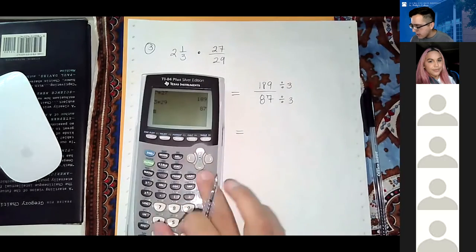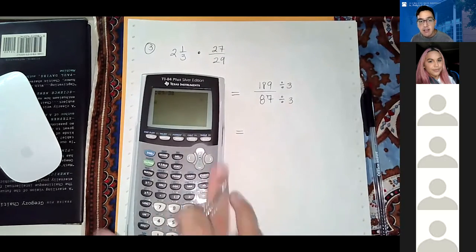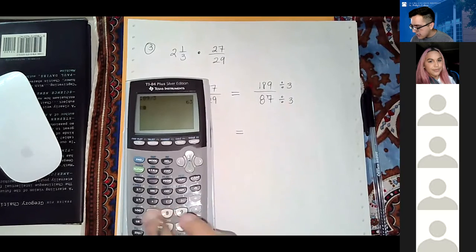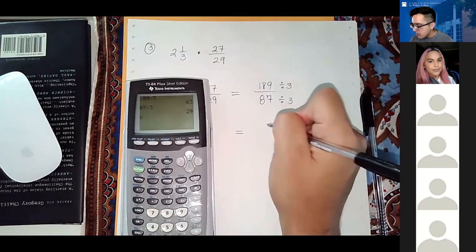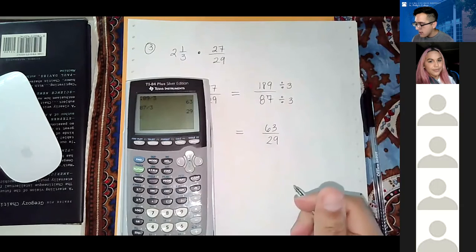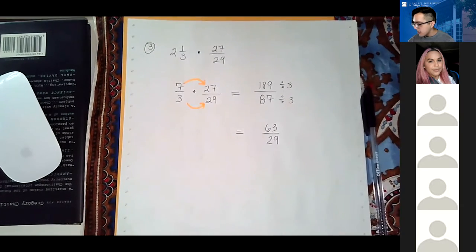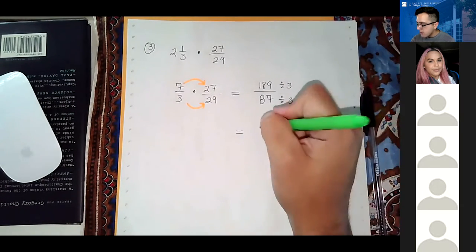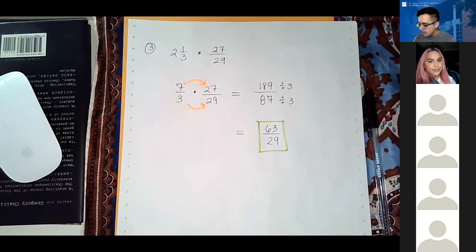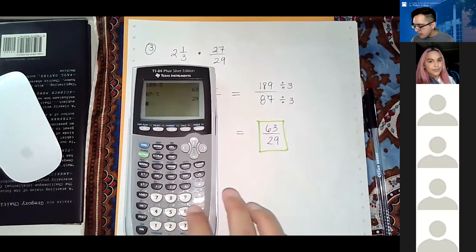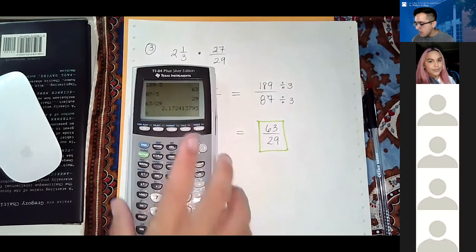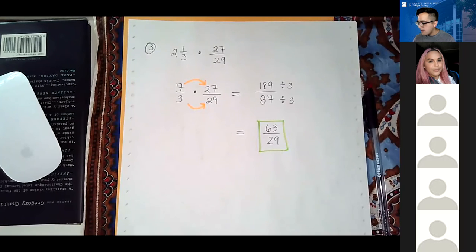So I might go into my calculator and say 189 divided by 3 is 63. 87 divided by 3 is 29. So this should be 63 over 29. And we said 29 is prime, so there have to be no common factors here. Oh, unless 29 goes into 63. So 63 divided by 29, I don't think that works, and we're good. Okay. Well, I know that I breezed through that. It's going to take some practice.